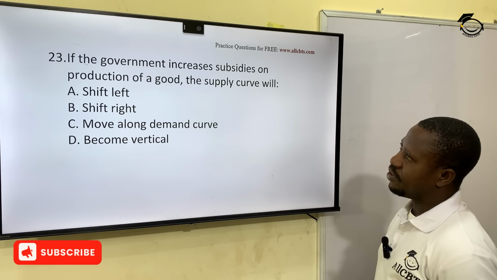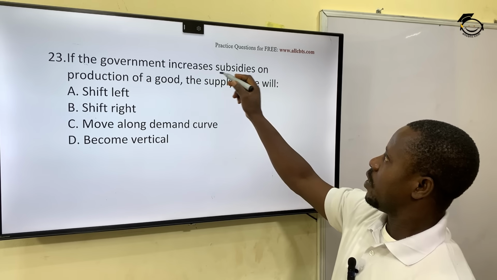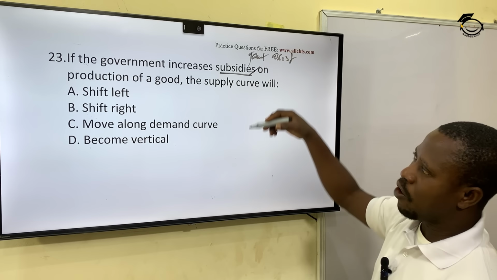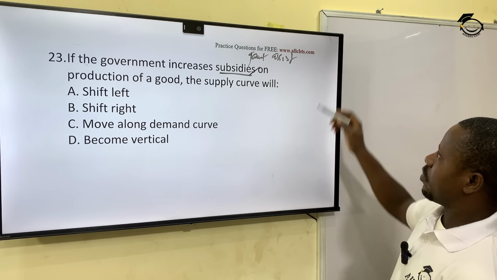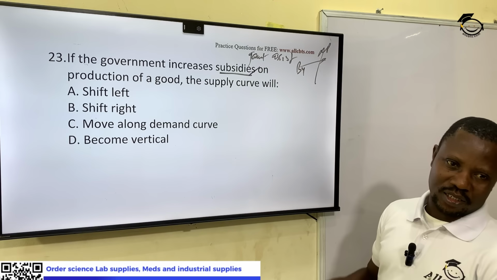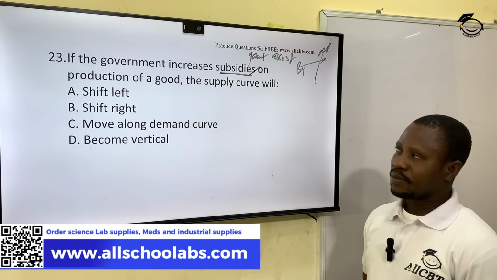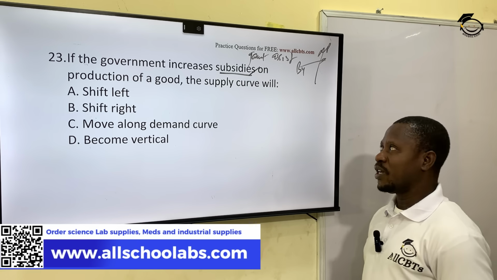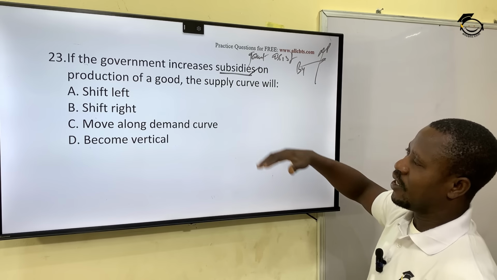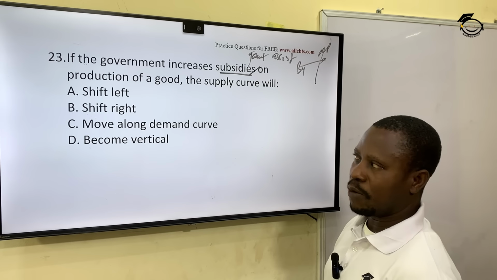The next question: if the government increases subsidies on production of a good, the supply curve will do what? Now, what do you mean by subsidy? Subsidy is like grants, assistance given by the government to a company. In other words, as you are producing this particular product, government will subsidize you, either by telling you not to pay tax or to pay tax later, or by saying that we're going to supply you with machineries to boost infrastructure so you can produce a better product and more quantity. So when government increases subsidy, this producer will be able to produce more of that particular product. So what happens to the supply curve?